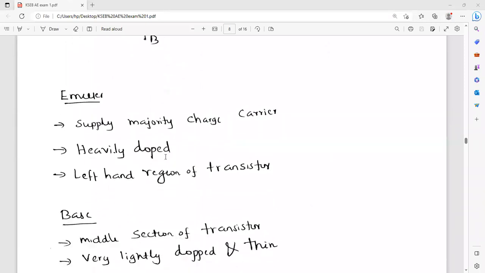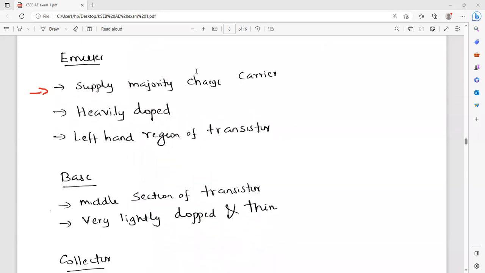Now we'll discuss the various three terminals of a transistor, BJT. So we have emitter. The emitter supplies the majority charge carrier. The peculiarity of emitter is that it is heavily doped. Okay, the left-hand region of a transistor is called emitter. Make a note of this. These two points are very important. So which is the heavily doped region? You have to select that emitter is the heavily doped region.